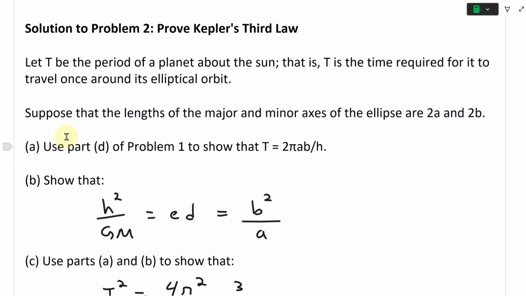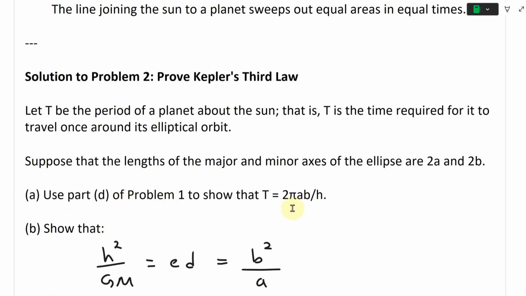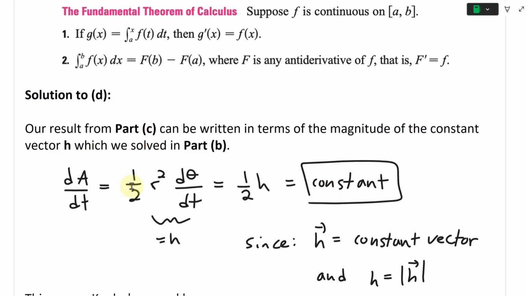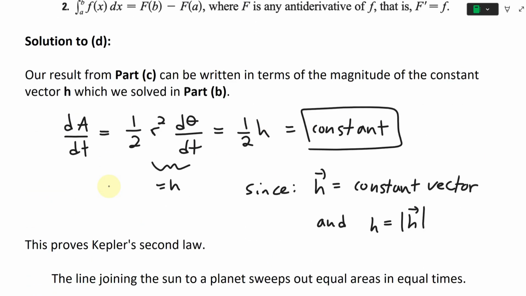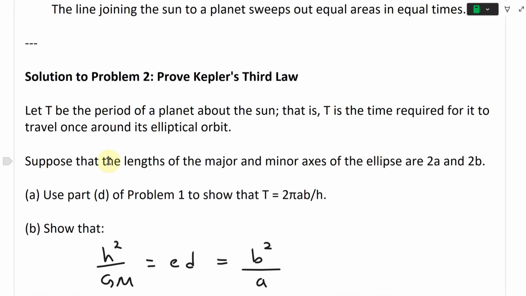All right, now let's take a look at the solution to part A. We're asked to use part D of problem 1 to show that T equals 2 pi ab over h. Part D of problem 1 is basically to show that dA over dt equals this setup, which equals a constant. Before we get to that, we're given that the lengths of the major and minor axes of the ellipse are 2a and 2b.